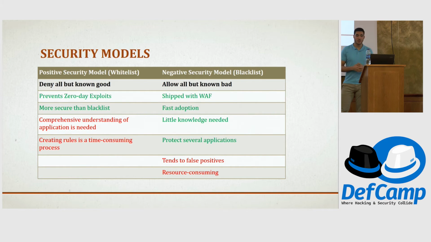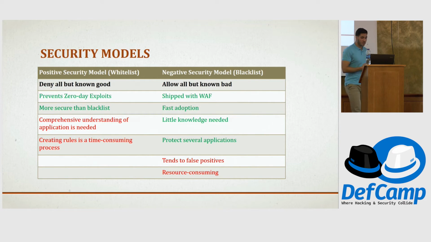The advantage of a whitelist is that it prevents most zero-day exploits. So for instance, if we have a parameter ID, we can assume that the input for this parameter will be only integer numbers. So if there is a zero-day exploit, it will be very unlikely that it will work. So we can say that the whitelist model is more secure than a blacklist model.